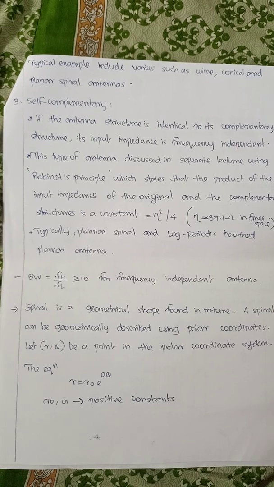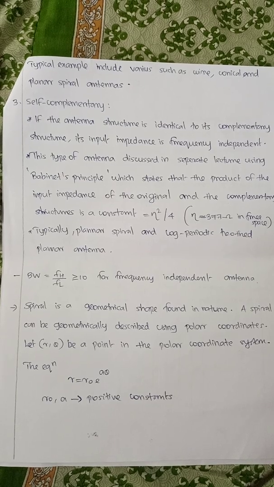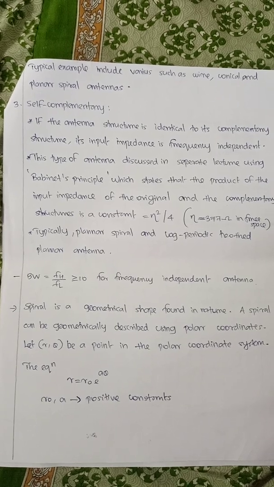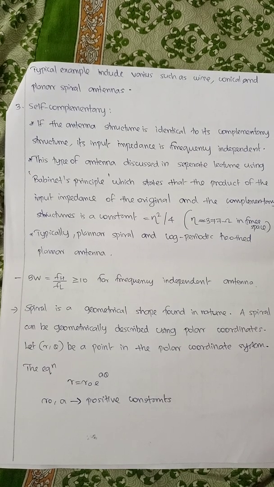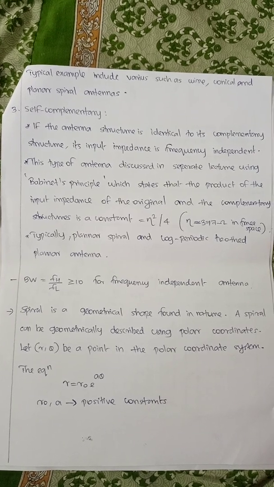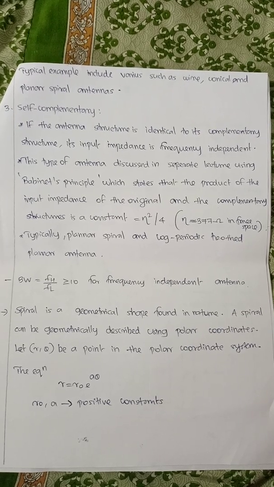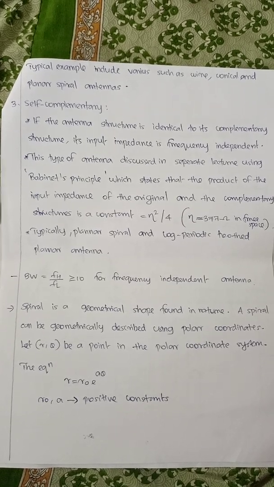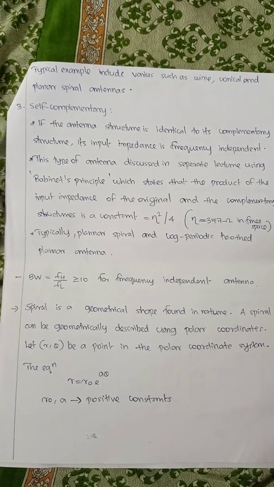The third method is self-complementary. If the antenna structure is identical to its complementary structure, its input impedance is frequency independent. This type of antenna is discussed in a separate lecture using Babinet's principle, which states that the product of input impedance of the original and the complementary structures is a constant, that's equal to eta square by 4, where eta is equal to 377 ohm in free space. Typically, planar spiral and log periodic tooth planar antenna. Bandwidth of frequency independent antenna should be greater than or equal to 10.